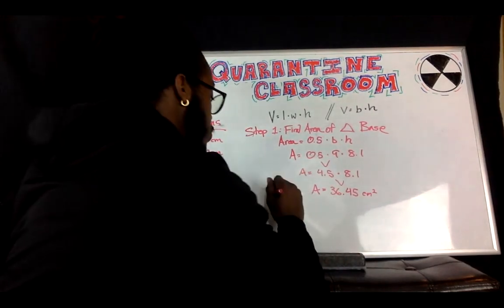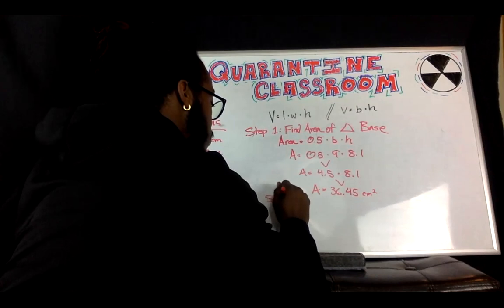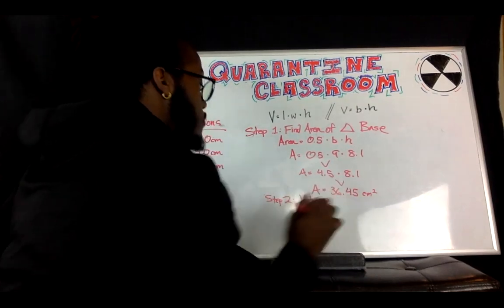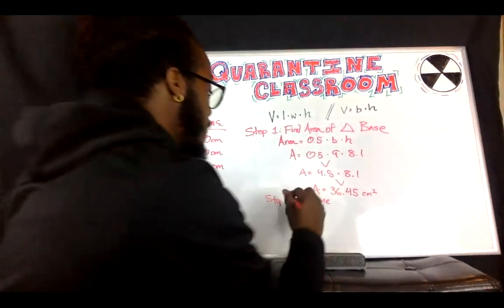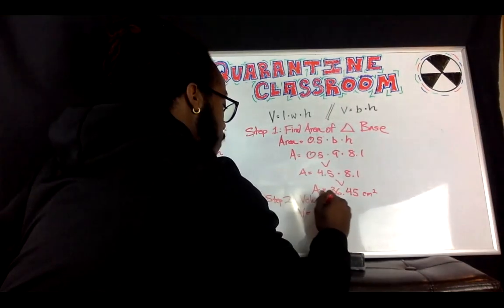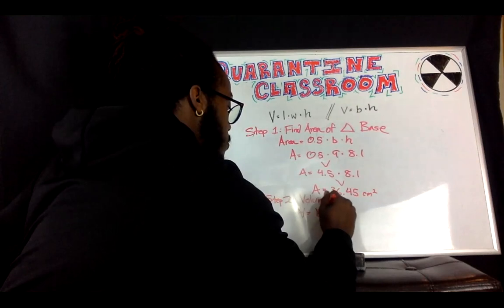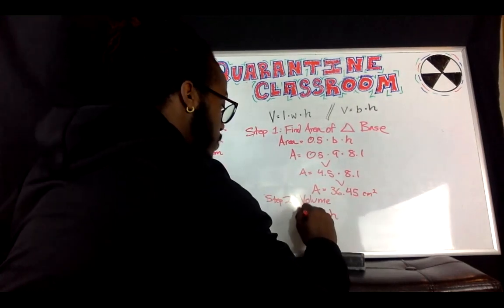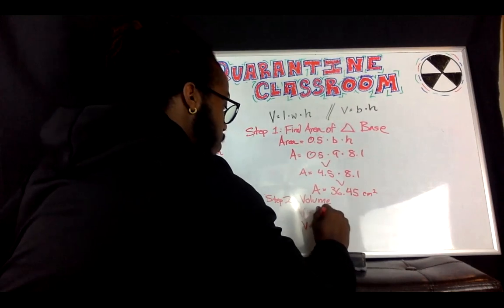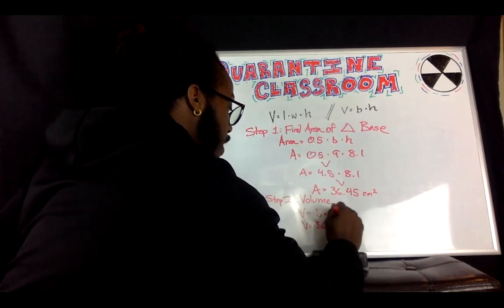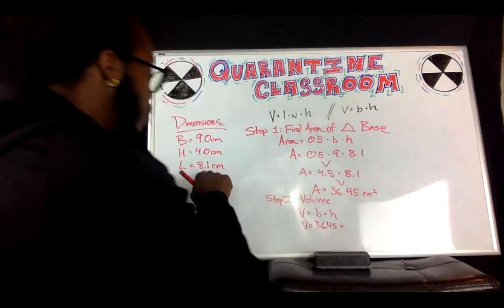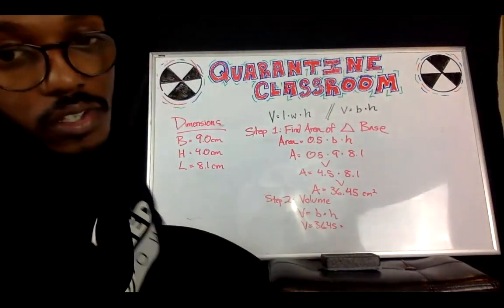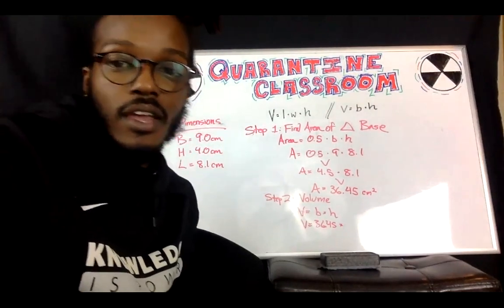I now need to do step 2, which is volume. Me seeing that lets me know that I need to write down my volume equation. My volume formula, volume equals base times height. I already have my base, so I'm going to plug that in. Base, which is 36.45, times height, which is 8.1. Oh, geez. I messed this up completely.